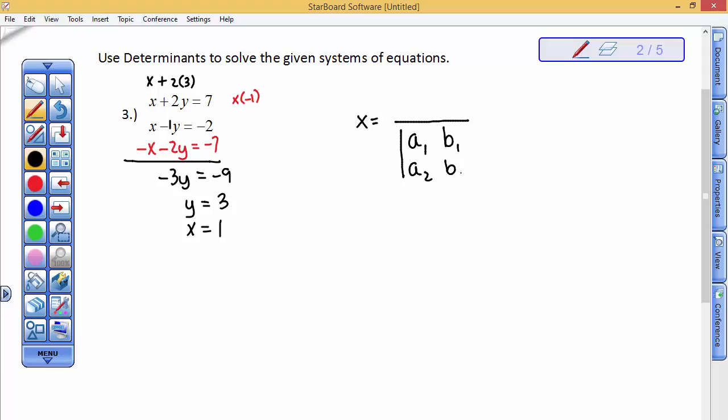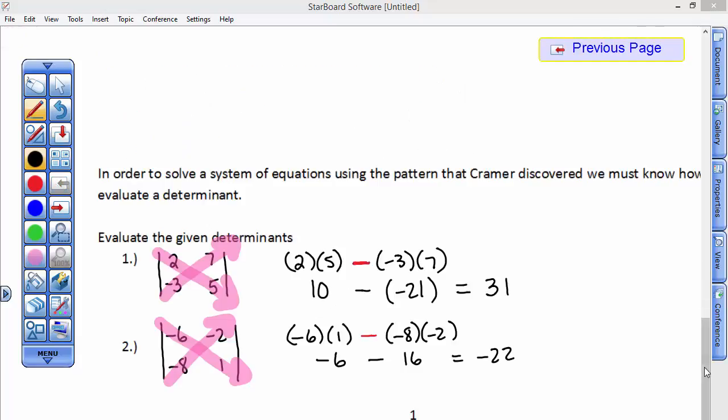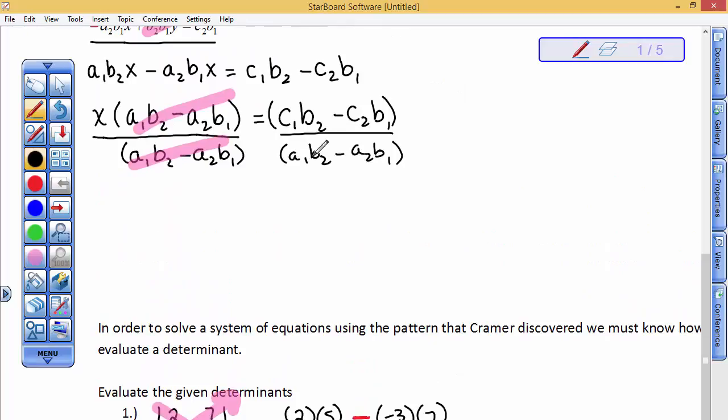And I'm going to explain this in a minute. So Cramer said if you would take in the numerator c sub 1 times b sub 2 and subtract c sub 2 times b sub 1, and then in the denominator a sub 1 times b sub 2 minus a sub 2 times b sub 1. Let's check this one and go back a page with me. So a sub 1 times b sub 2 minus a sub 2 times b sub 1. C sub 1 times b sub 2 minus c sub 2 times b sub 1. That's what I've got going here.